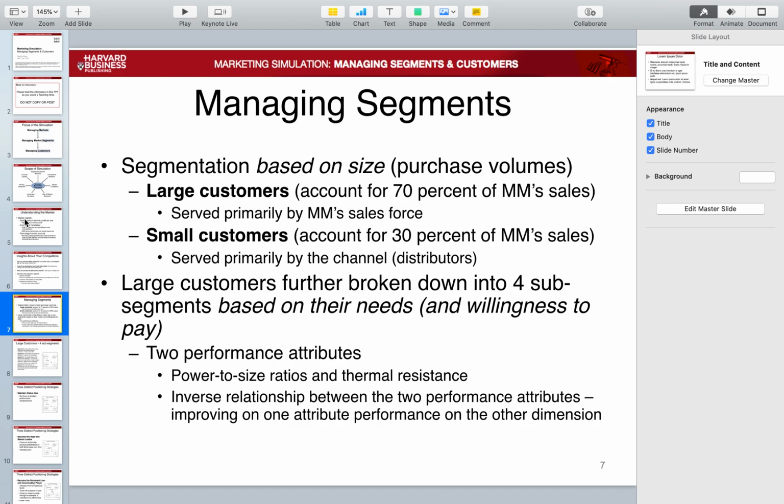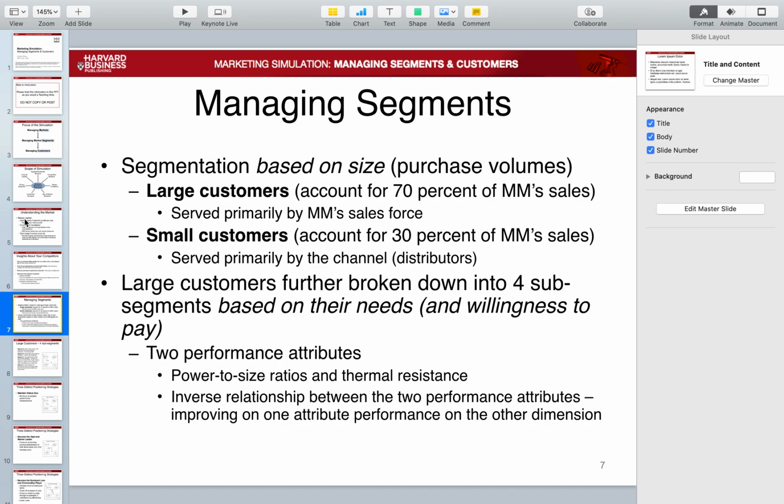There's 2 quality improvements you can make to your product. In this simulation, they're called power to size ratio and thermal resistance. That's it. Those are the only 2 things that you can do. Some customers are going to want power to size, some are going to want thermal resistance. You have to decide where you're going to focus your efforts, because you can't do everything. That's probably the most beneficial lesson that can come from this simulation: you cannot be everything to all. You want to, but you have a limited amount of resources, and you're going to have to make a decision as to where to apply those resources.